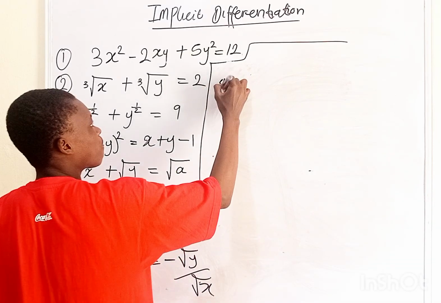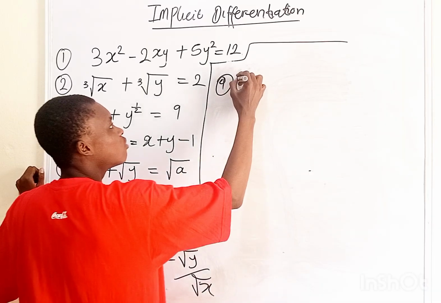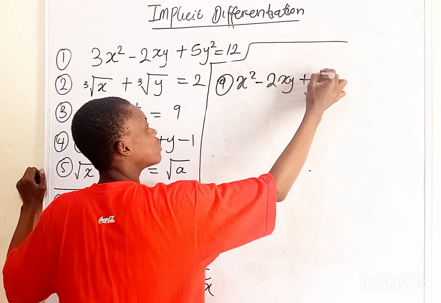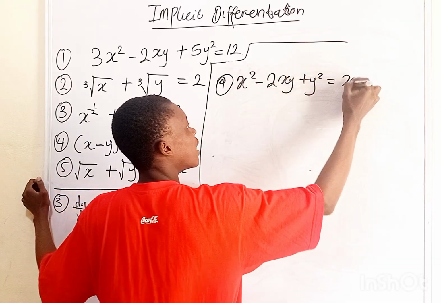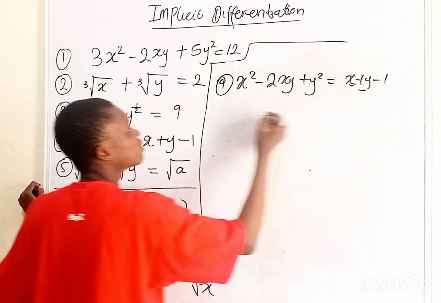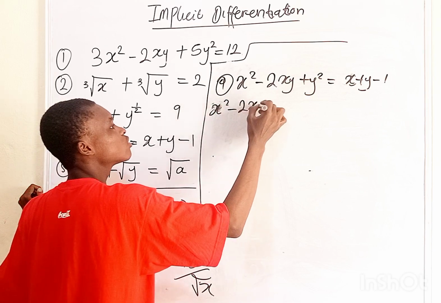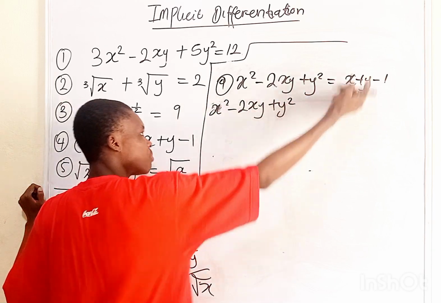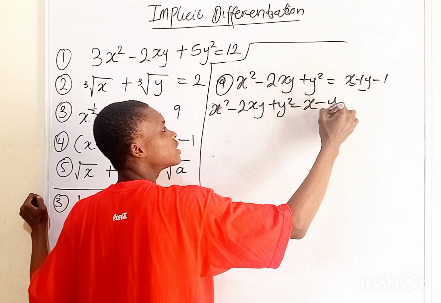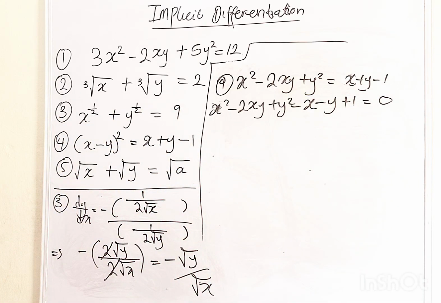All right, the part 4, that is the number 4. You can see that x minus y is squared. So let's expand. To expand, we have x squared minus 2xy plus y squared equals x plus y minus 1. Let's bring everything inside. Positive comes in, it becomes negative. Positive comes in, it becomes negative. Negative comes in, it becomes positive, and everything equals 0.